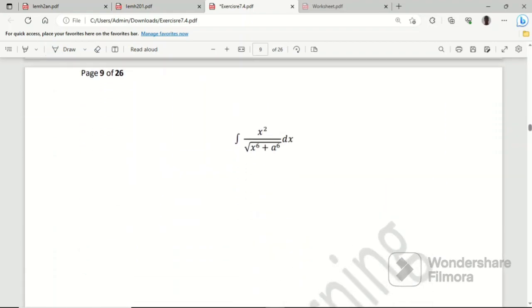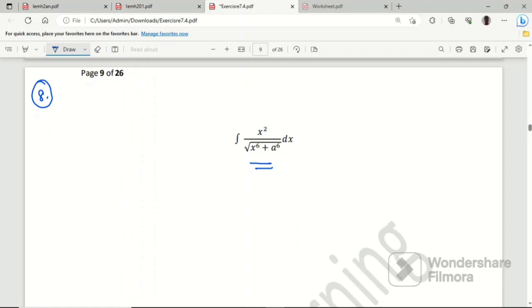This is 8th number. Again here, I think now by the 8th number you would be knowing how to solve this type of integration. You must be going for the substitution method, but here we can apply some trigonometric identity also.